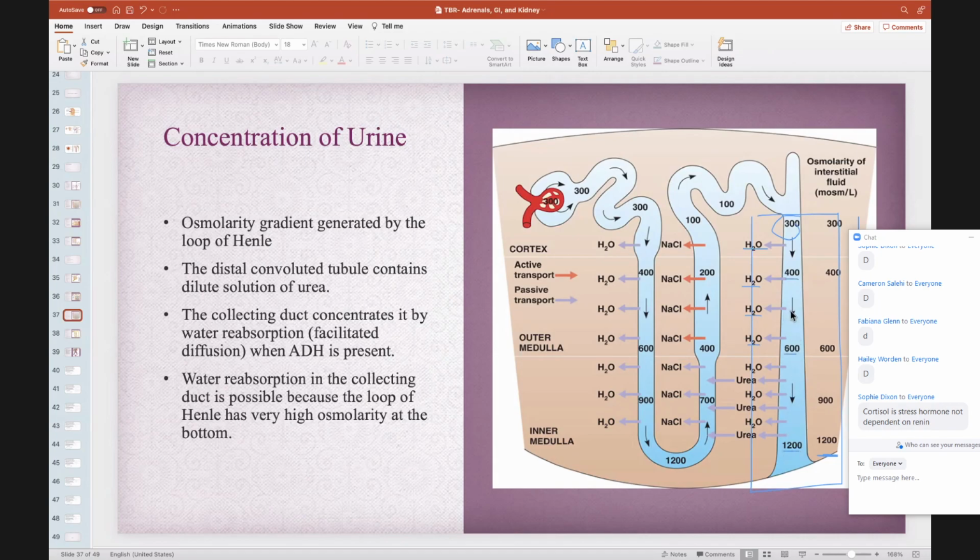And what it's doing is this water is flowing out from a low osmolarity to a high osmolarity. That is what's the inner medulla, this very salty environment, right? So how do we even create this salty environment? And that's the countercurrent multiplier mechanism at the loop of Henle.